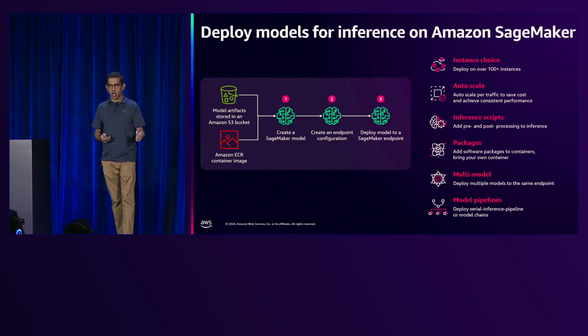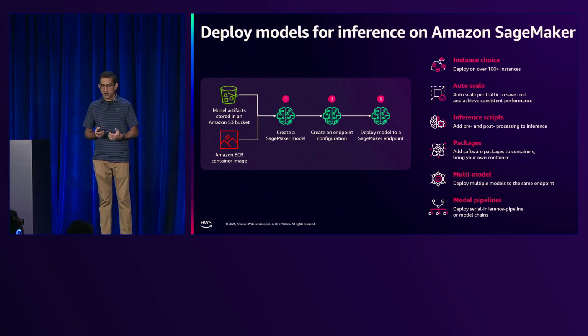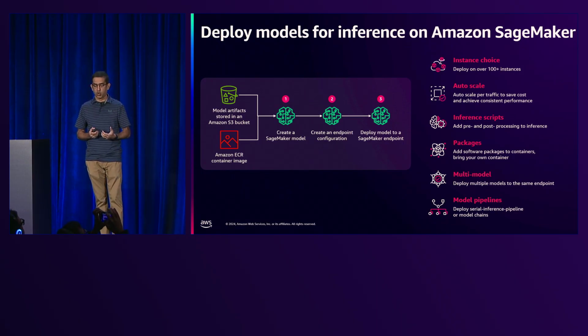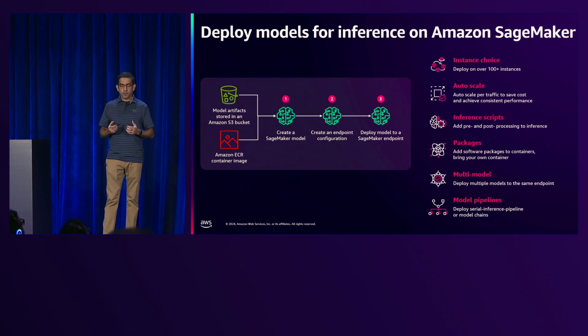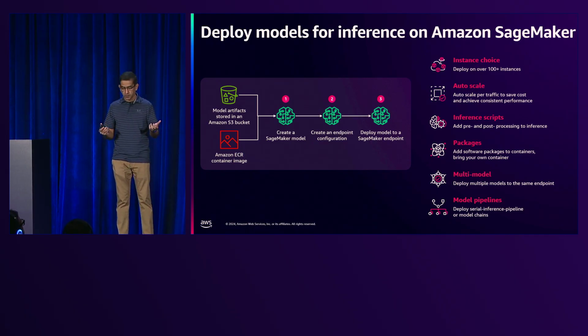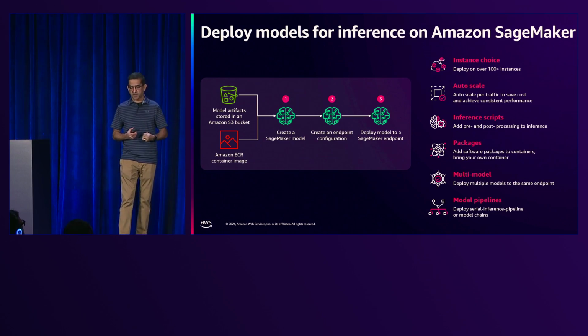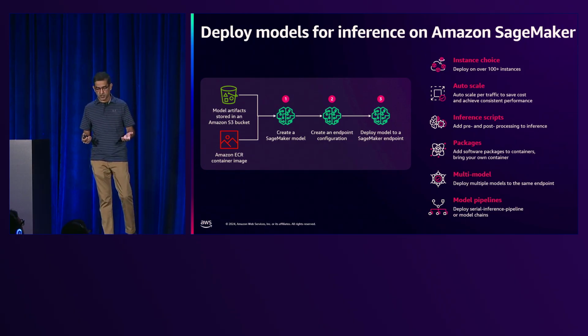So let's double-click on SageMaker Inference. SageMaker Inference offers a configurable software and hardware stack, giving customers high visibility and granular control over your machine learning infrastructure. Deploying models on SageMaker for inference involves three key steps. The first step is for you to create a SageMaker model object by specifying the model artifact and the inference code. Then the next step is for you to configure an endpoint. And this is where you will specify the compute resources and the scaling options. And finally, you will deploy the model to an endpoint and make it available for real-time inference.